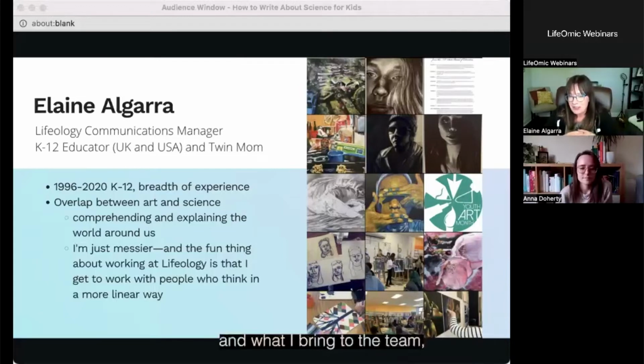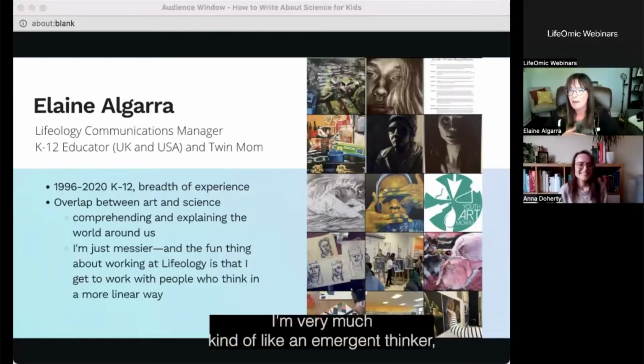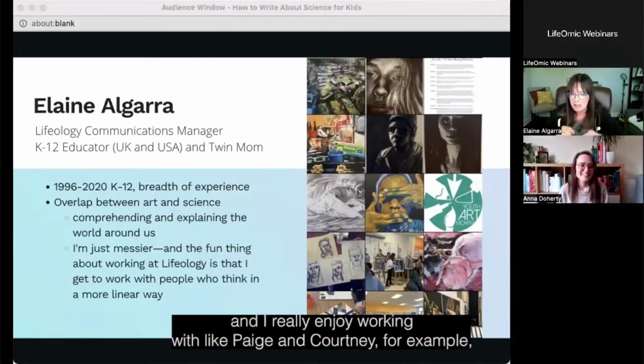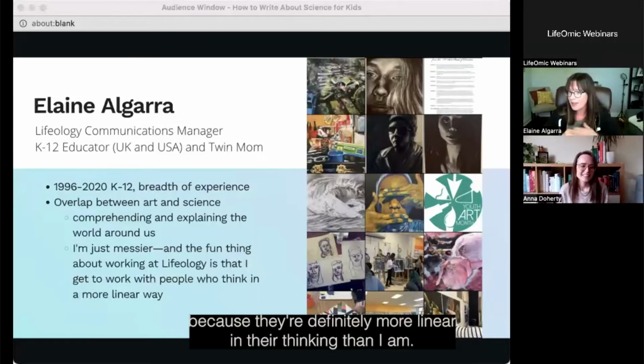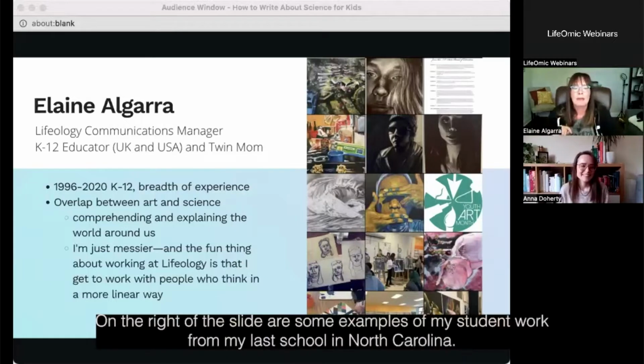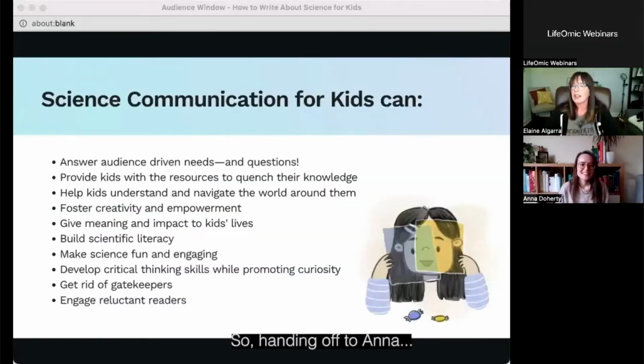And what I bring to the team, I am a little bit all over the place, and you might get that impression of me today as I'm talking. I'm very much an emergent thinker, and I've got lots going on in my head. And I really enjoy working with Paige and Courtney, for example, because they're definitely more linear in their thinking than I am, and they rein me in and pull me in a little bit. On the right there are some examples of my student work from my last school in North Carolina, and from my Instagram feed. So handing off to Anna.